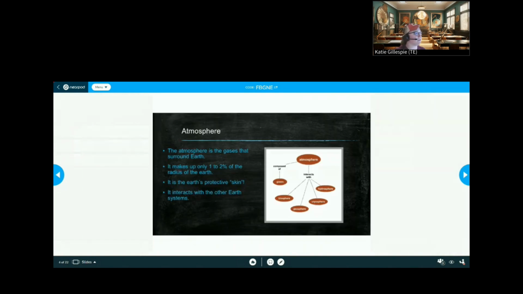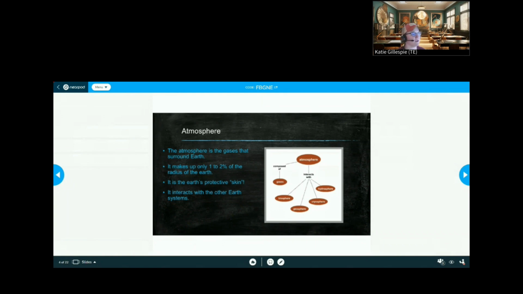All right, what do you need to know? Some high points here. I'm going to make it pretty quick today. This one's pretty seamless, and the information you should have a good foundation in already before coming to high school Earth science. But high points here: the atmosphere is not just oxygen, right? We know that. There are lots of gases that surround the Earth, the majority of which is nitrogen. There's some oxygen, and then just a little bit of carbon dioxide. And it makes up about 1 to 2% of the radius of Earth. It's like its protective skin.